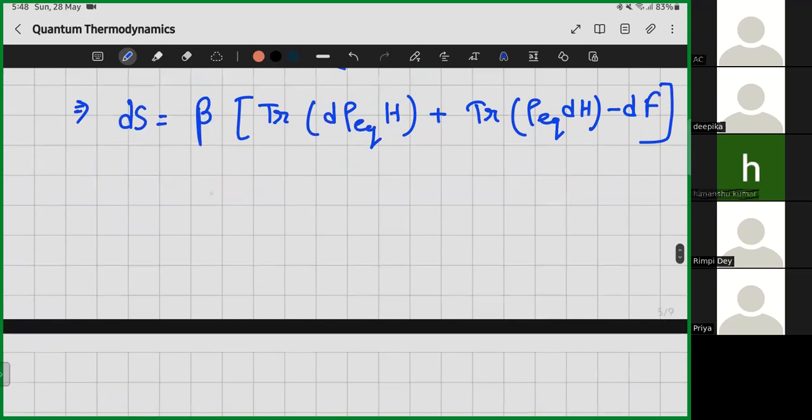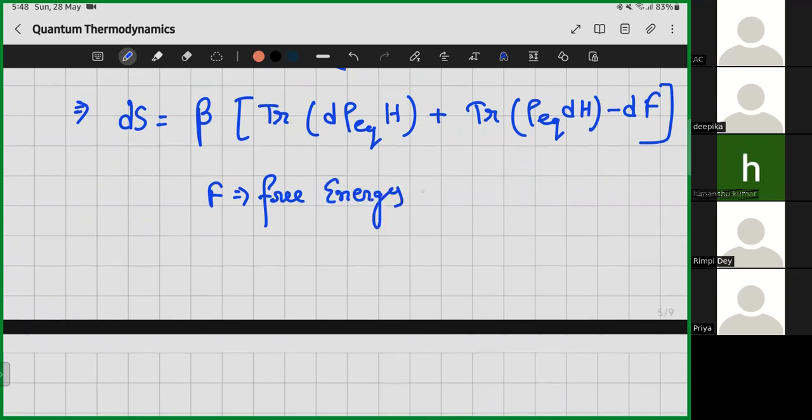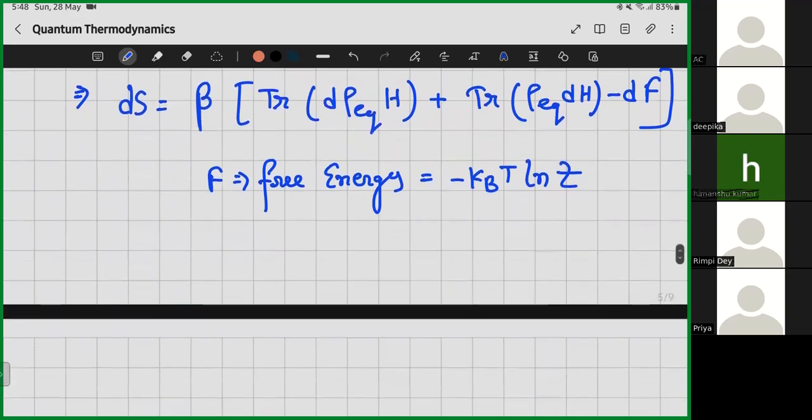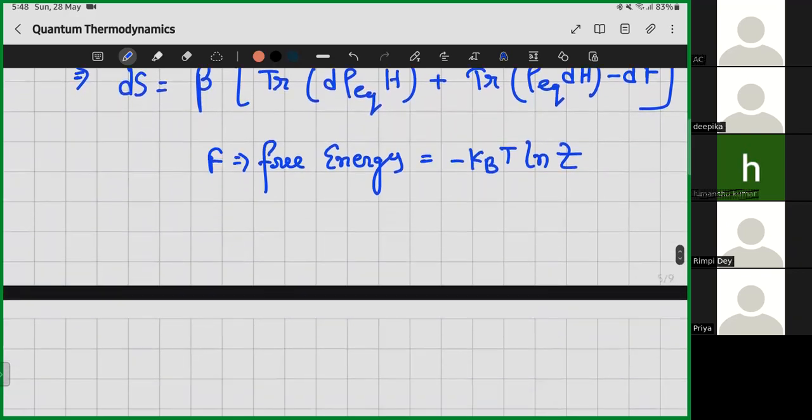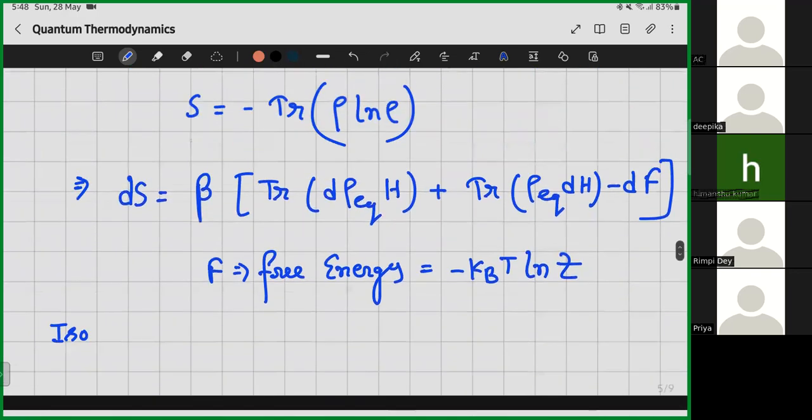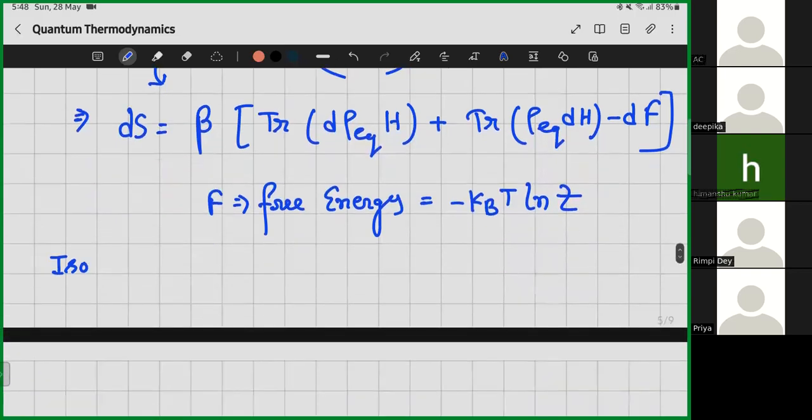F, where F is our free energy, equals minus ln Z over beta. So this is our dS. So now, if we consider the isothermal process, this can be derived easily. If we put the value of dF, then we can derive this.